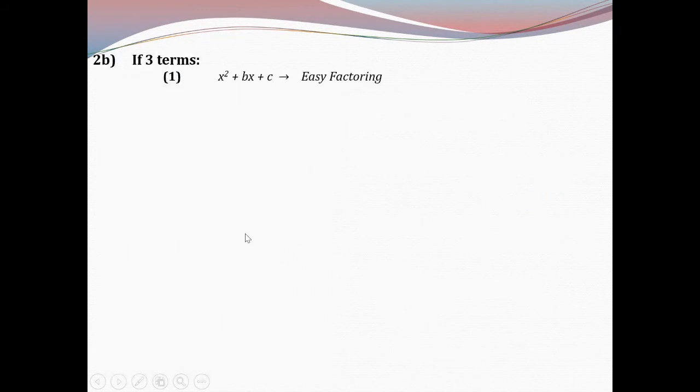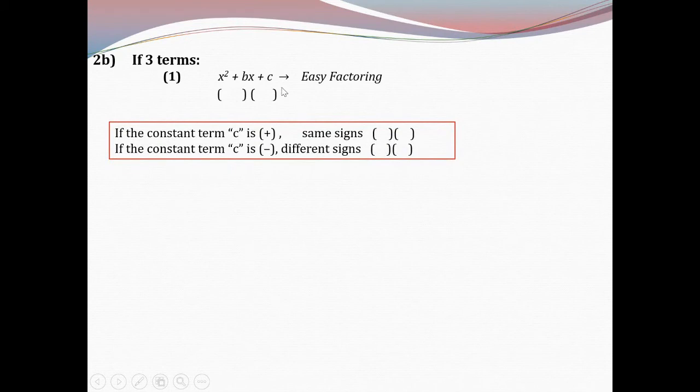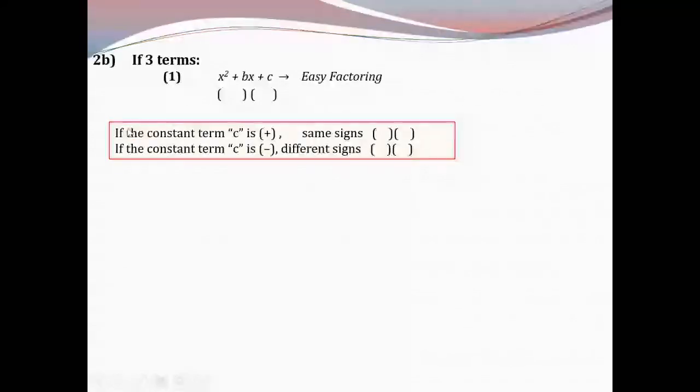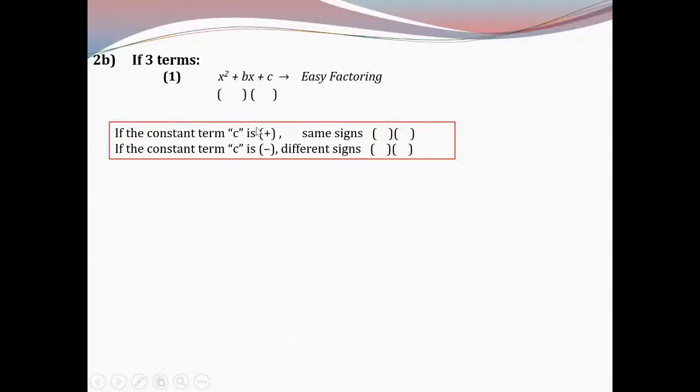Now, here's how it's done. These are the rules here, guys. This is called my bx term. This is called my constant term. If the constant term, which is c, is positive, the signs will be the same. What signs? The signs here in the binomials. If the constant term c is negative, the signs are different. So here we go. Are the signs the same or different for the following examples?